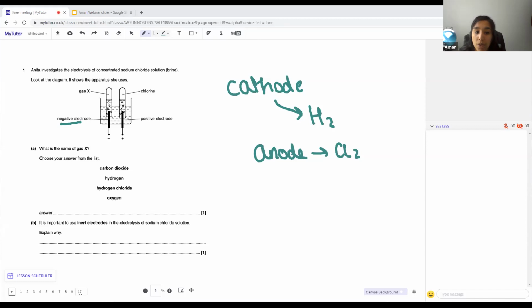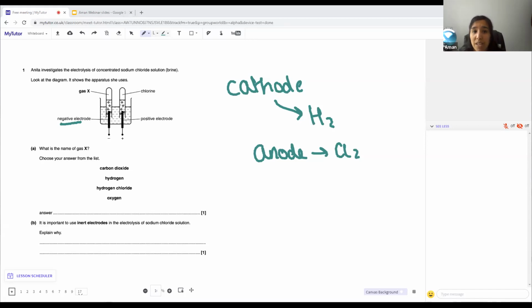Good. So someone's asked me what does inert mean, which is a really good question. Inert means unreactive. I would recommend learning that word because they like to use it in chemistry. So inert, it just means unreactive. So not reactive, unreactive, inert.